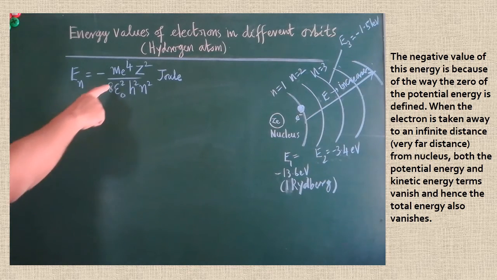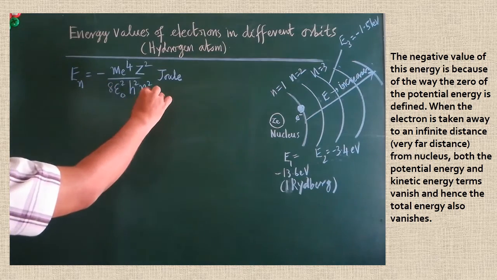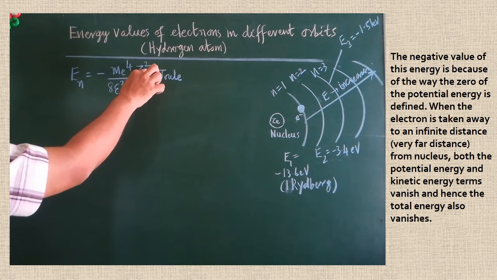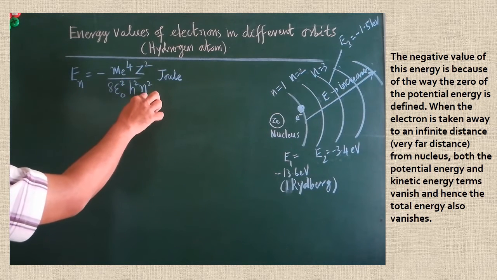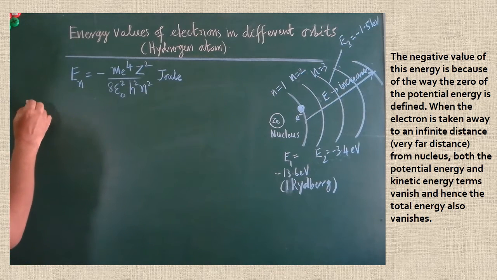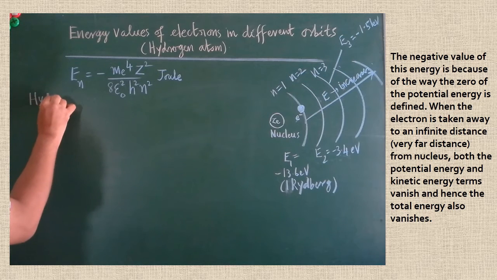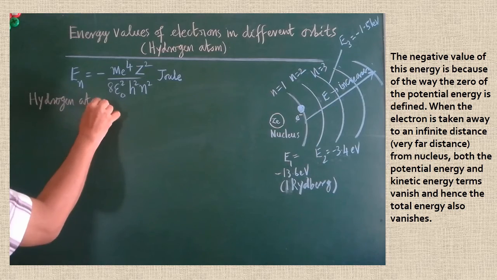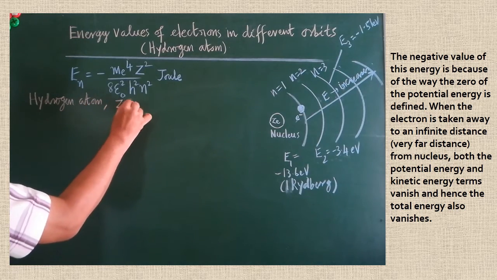Here all constants must be substituted. The only variable factors are Z and n. You can choose any element. For example, if hydrogen is chosen, Z must be written as 1. Here n is the principal quantum number. Let us choose the simplest one. We are going to concentrate only on the hydrogen atom. Are you clear? So in this particular lesson we are going to concentrate on the hydrogen atom.